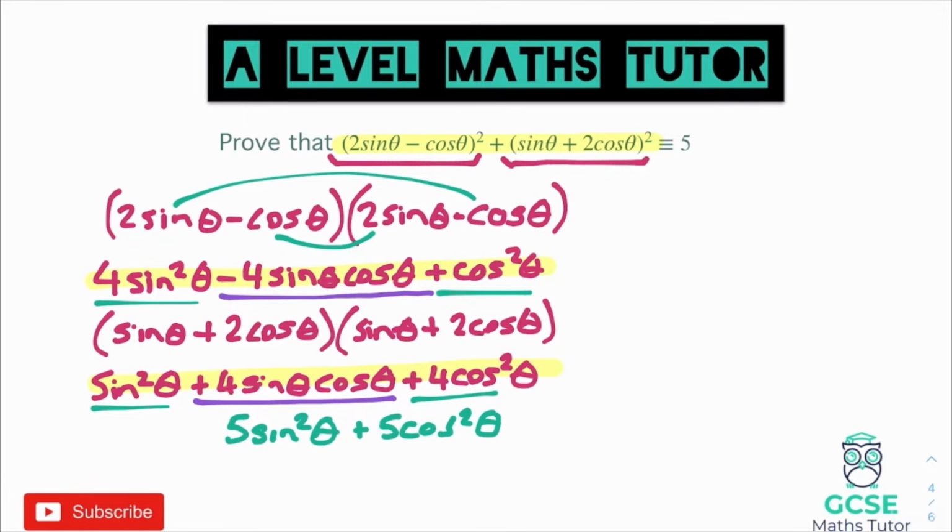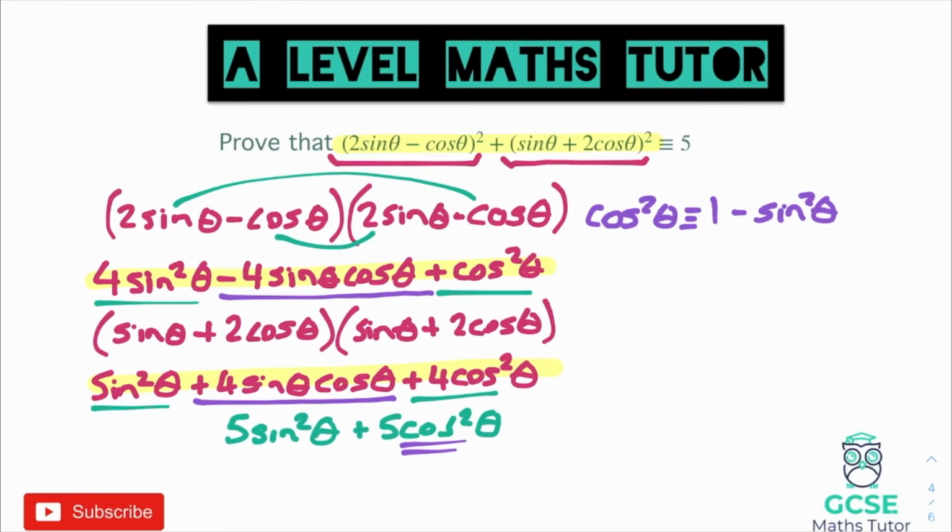Now we need to figure out how we're going to make this always equal to 5. So we have two options. We could change the sine squared theta into a cos, or we could change the cos squared theta into a sine. So let's think about our identity and use one of our rearrangements. In fact, let's just go with cos squared theta. We'll say that cos squared theta is always equal to 1 minus sine squared theta. And that's going to allow us to change this cos squared theta here into 1 minus sine squared theta.